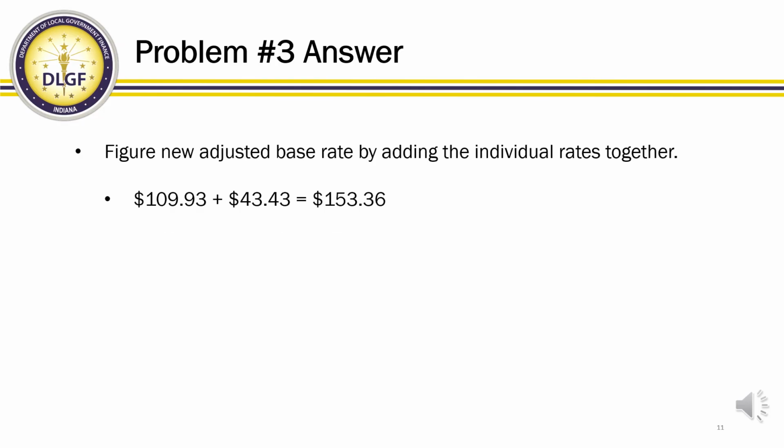And lastly, we're going to take the adjusted base rates that we calculated on the previous slide and add those together to get our new adjusted base rate. So we're going to take the $109.93 for our general office plus the $43.43 for the utility storage, and we're going to add the two of those together to get $153.36 that we're going to use for our new adjusted base rate.